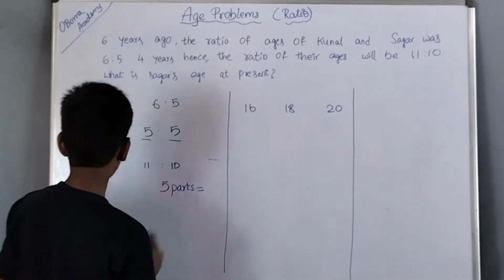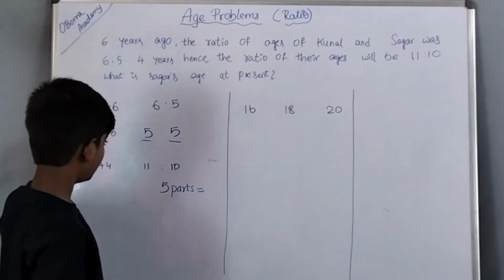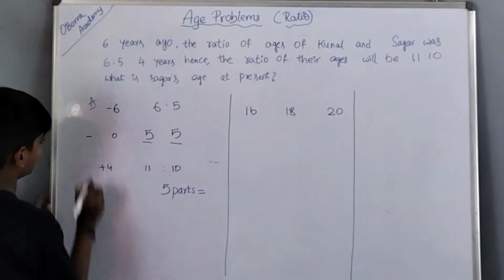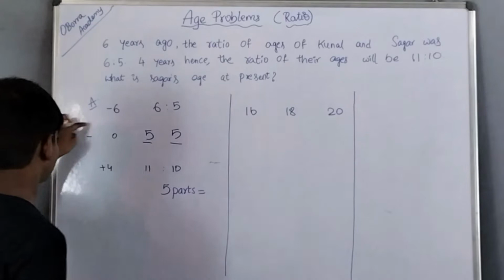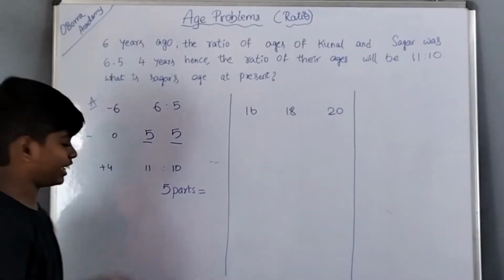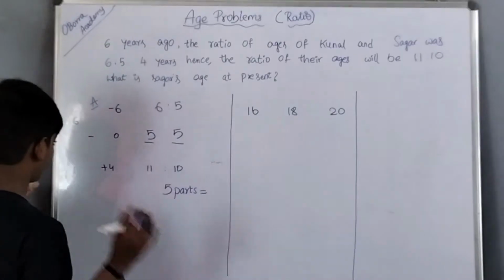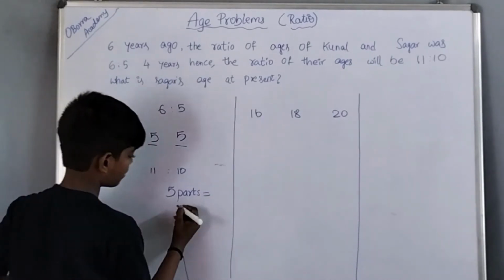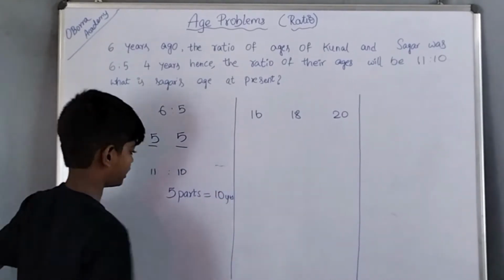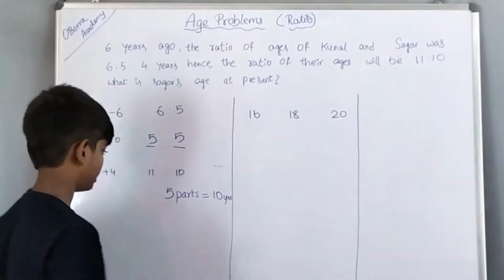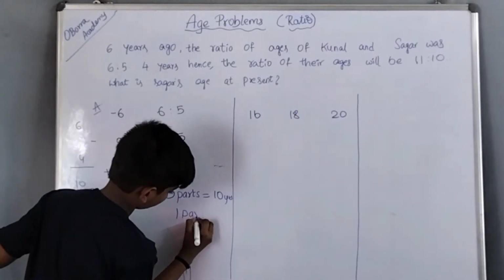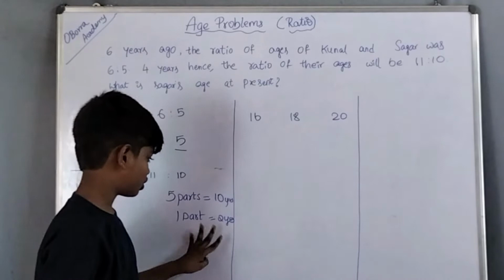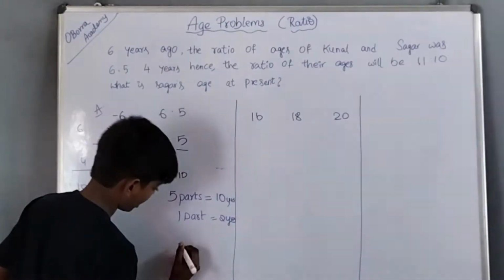5 parts equals to, here you could see, these are the years. To get the total number of years, if this is the present age, from the present age to the past age there are 6 years. So 6, and from the present age to 4 years forward there are 4 years. So 4. So 6 plus 4 it's 10. Totally there are 10 years. So 5 parts equals 10 years. So when 5 parts equals 10 years, 1 part equals 2 years. So 1 part equals 2 years. So now we have got the answer of 1 part as 2 years.